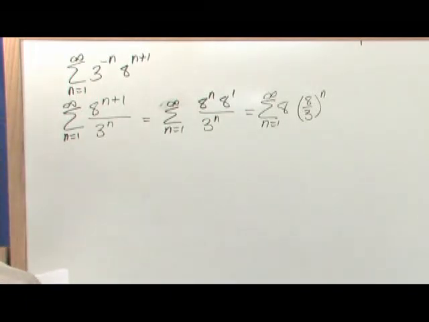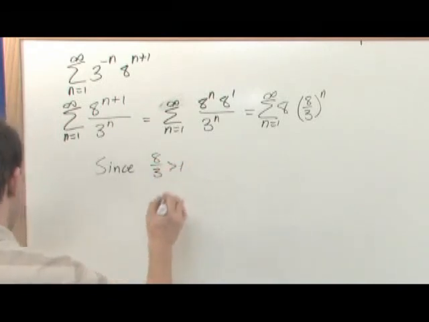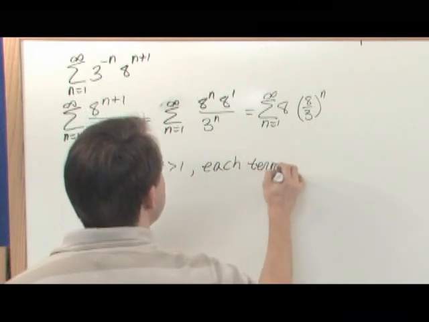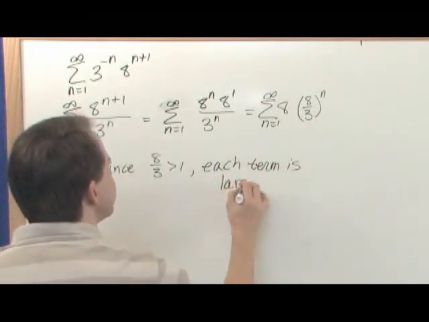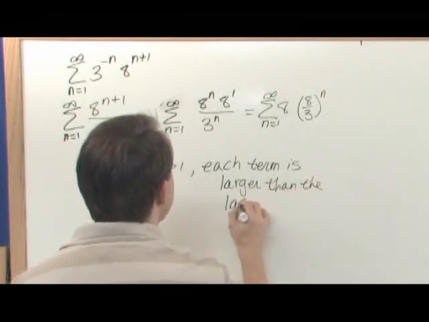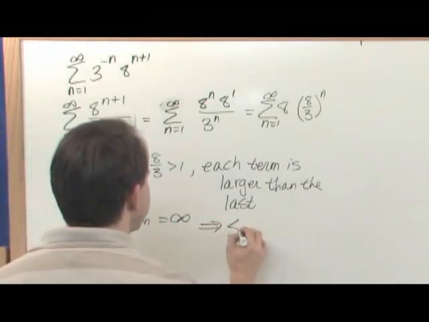series diverges, okay? So we say since 8/3 is greater than 1, each term is larger than the last. Okay, each term is definitely larger than the last term that came right before it, so that we basically say, to be consistent with the theorem, the limit as n goes to infinity of the elements in the sequence equals infinity, and so the series diverges by that theorem.